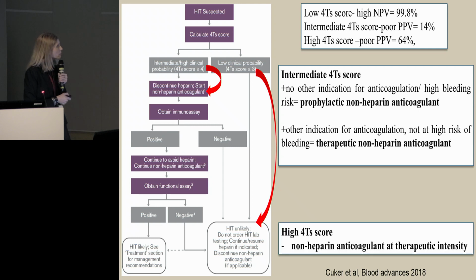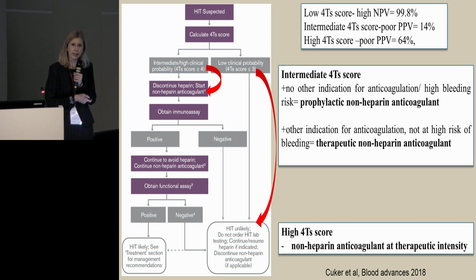In the other patients, we need to give therapeutic intensity. The problem is that this 4T score does not have a very good positive predictive value. So this is why we don't stop here. This is why we need more tests in order to confirm the diagnosis. And the next step is the immunoassay. It means that we try to find the antibodies against the heparin platelet factor 4 complex.